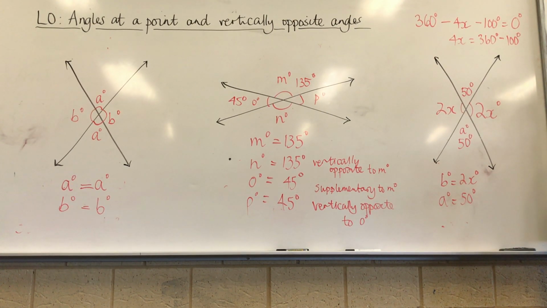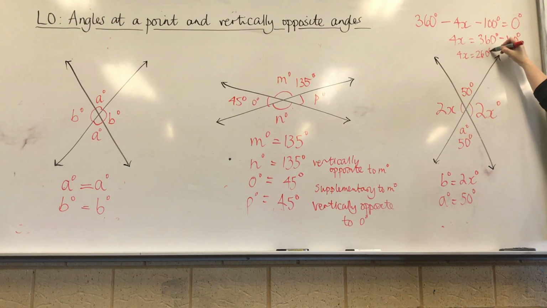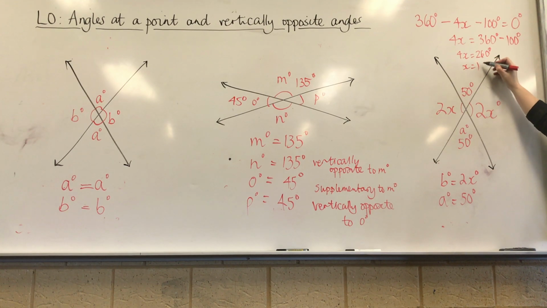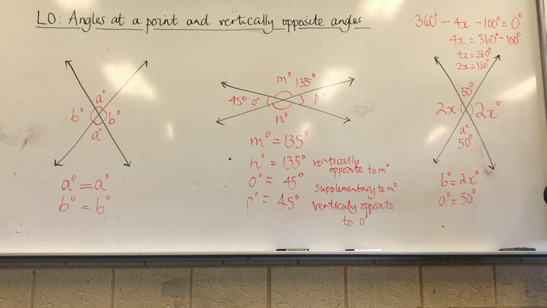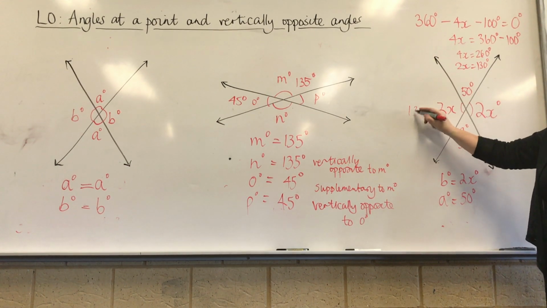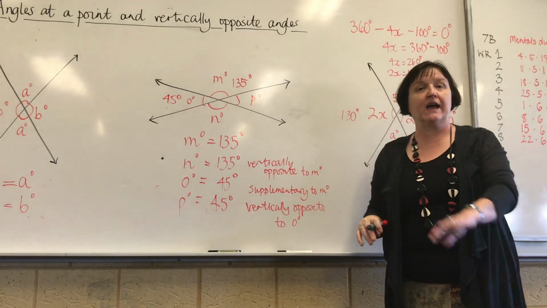4x is 260, and x is worth 65. 2x is worth 130 and then x is 65. That's right. So this angle is 130, this angle is 130. Okay, let's stop there then.